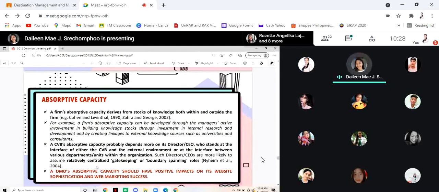Kapag yung manager daw ay mas nagiging involved, mas participative, mas mabilis ma-absorb nung nasa paligid yung knowledge na nakukuha nila dun sa activities na yon. And a CVB's absorptive capacity probably depends on yung pinakang main authority nila dun. A DMO's absorptive capacity should have positive impacts on its website sophistication and web marketing success.